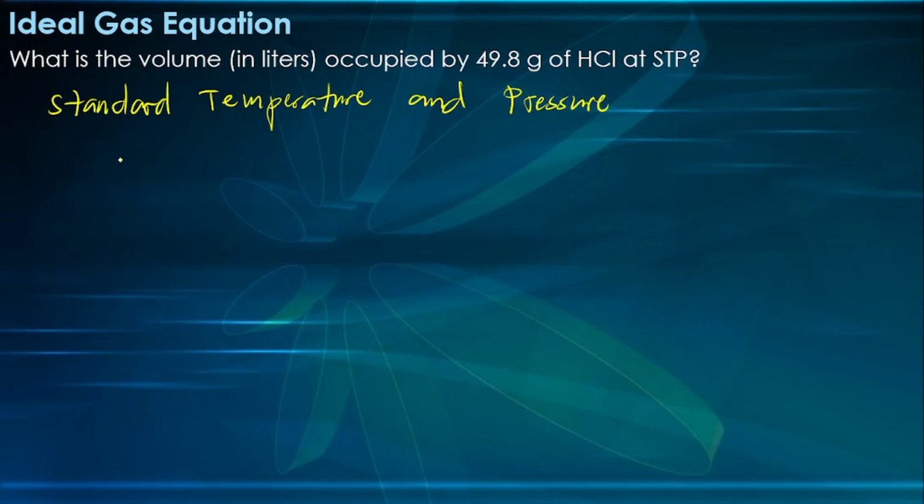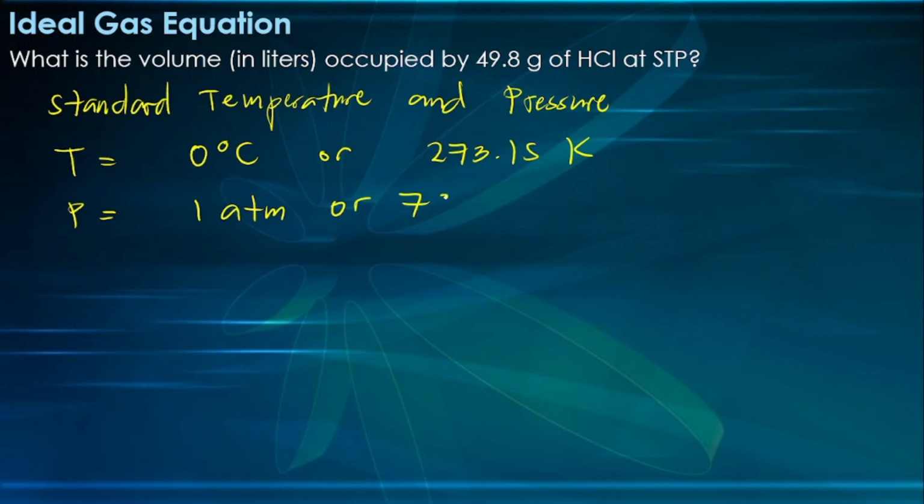The standard temperature is 0 degrees Celsius, or 273.15 Kelvin. That is the standard temperature. The standard pressure is equal to 1 atm, or 760 torr. Okay, 1 atm is equal to 760 torr.